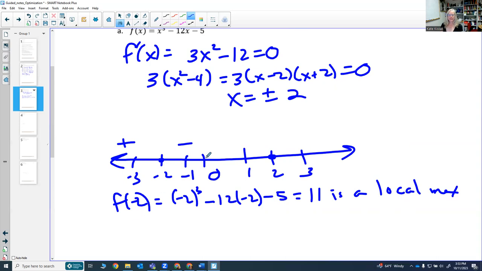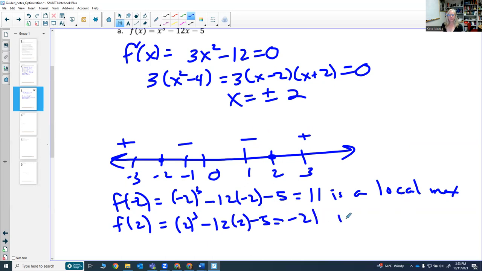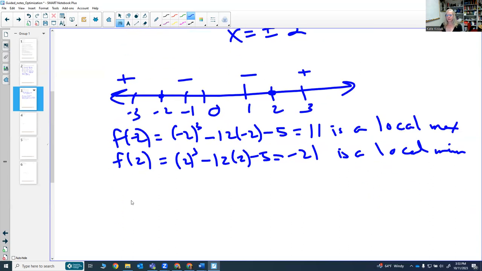Since the derivative is negative below 2, when you test a number below 2, and positive after 2, when you test a number above that, f of 2, which is equal to 2 cubed minus 12 times 2 minus 5, is equal to negative 21, is a local minimum. That's using the first derivative test.